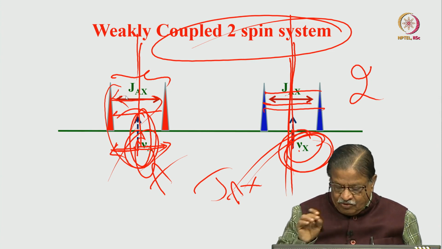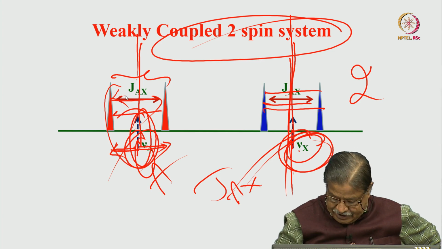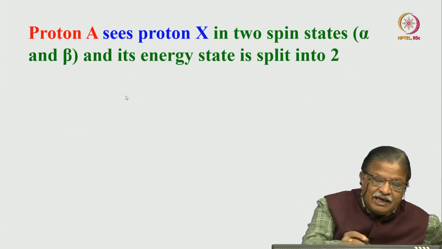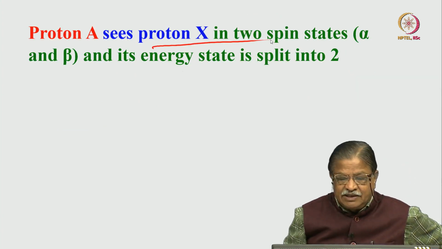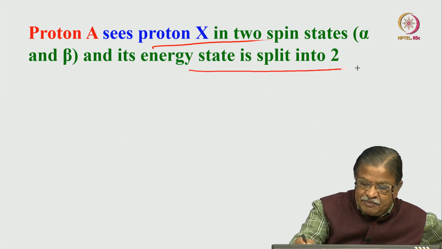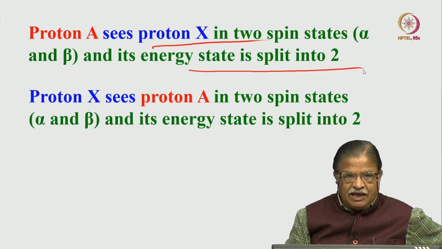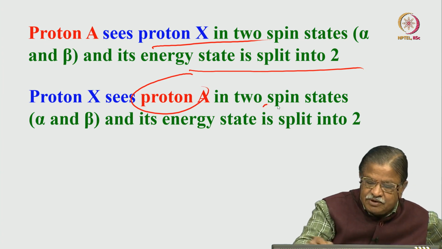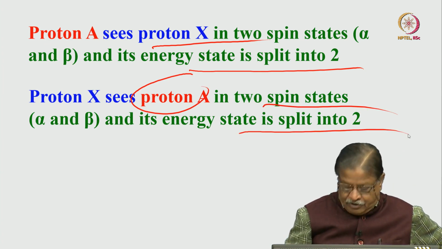You understand? So, one important point which you should know here is, proton A sees proton X in two spin states, alpha and beta, and its energy is split into two. Proton X sees proton A in two spin states and its energy is split into two.